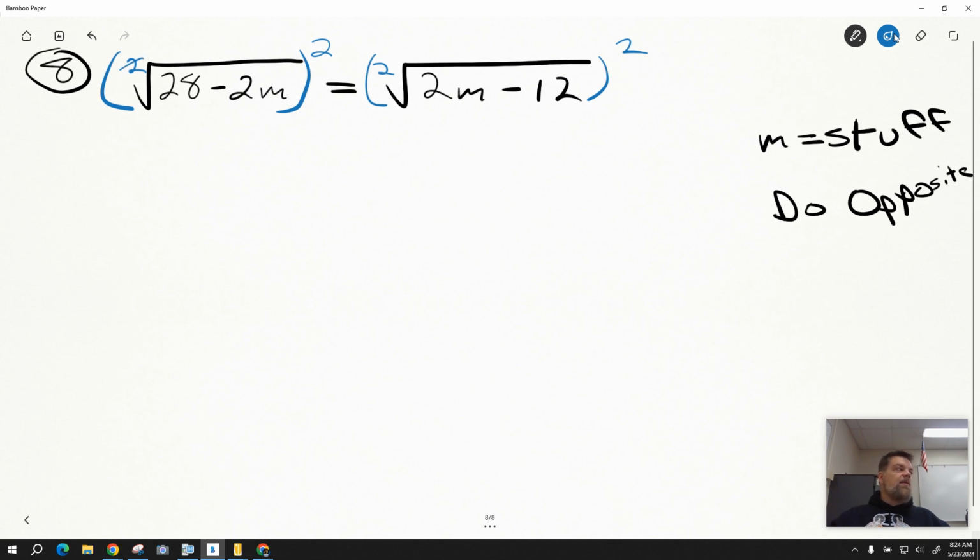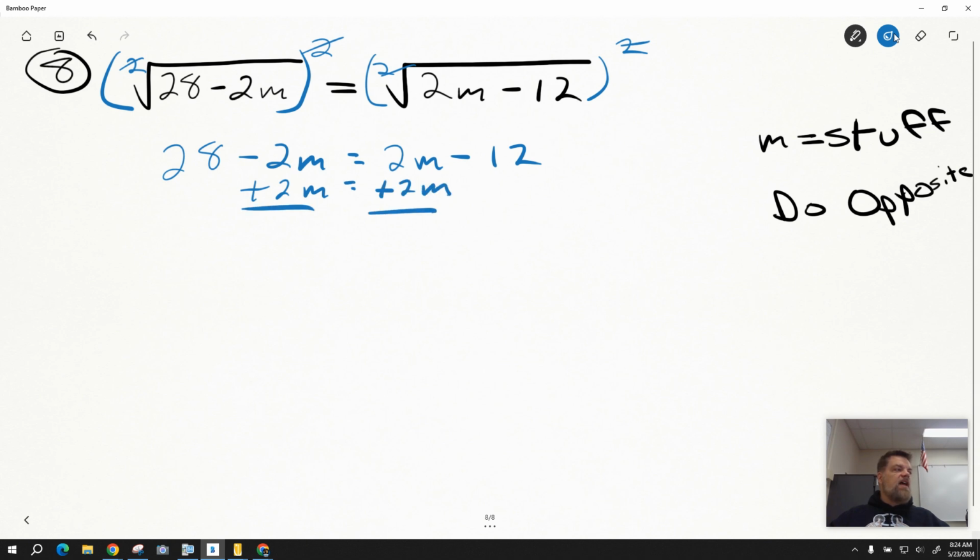So then what happens, this cancels with this, and this cancels with this, and so I end up with 28 minus 2m equals 2m minus 12. And then from here, I'm going to add 2m to both sides, trying to get the m on one side. And I'll get 28 equals 4m minus 12.